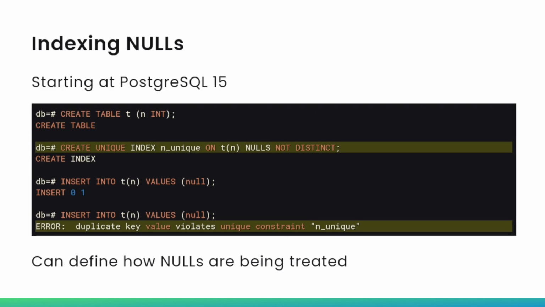So you need to be aware of that if you're using a unique constraint or unique index on a nullable column.